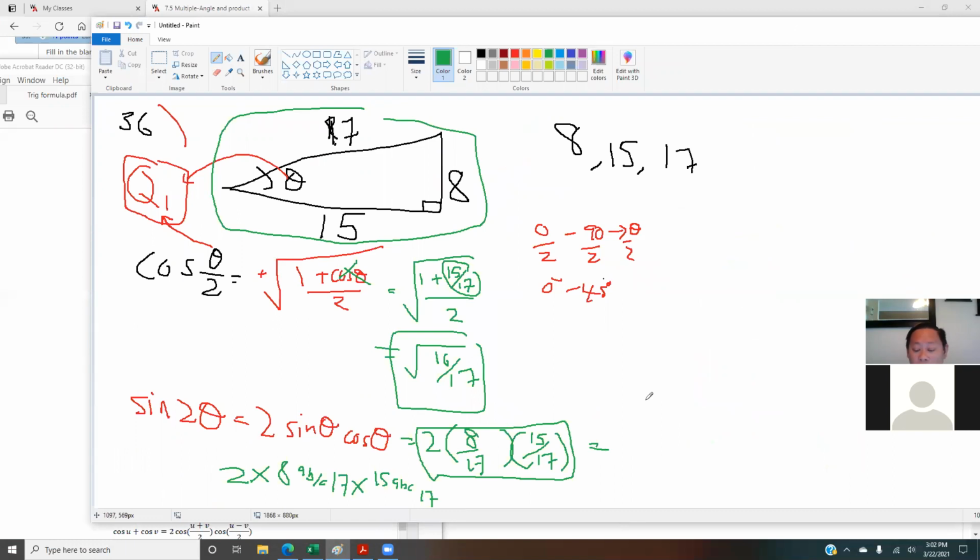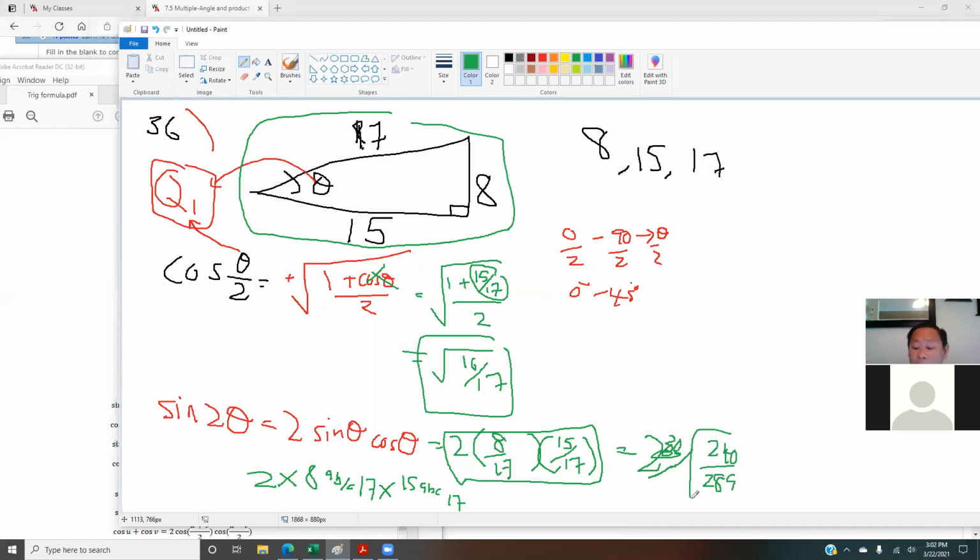Okay, so I got 240 over 289. Sorry, it's 240 over 289. Yeah, and that will be your answer. So make sure you use your calculator to do all this fraction work, because it will work. So you do not need to worry about doing that by hand.